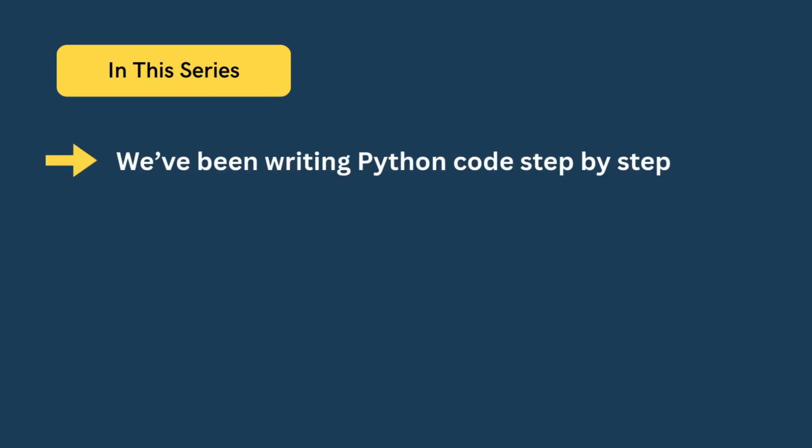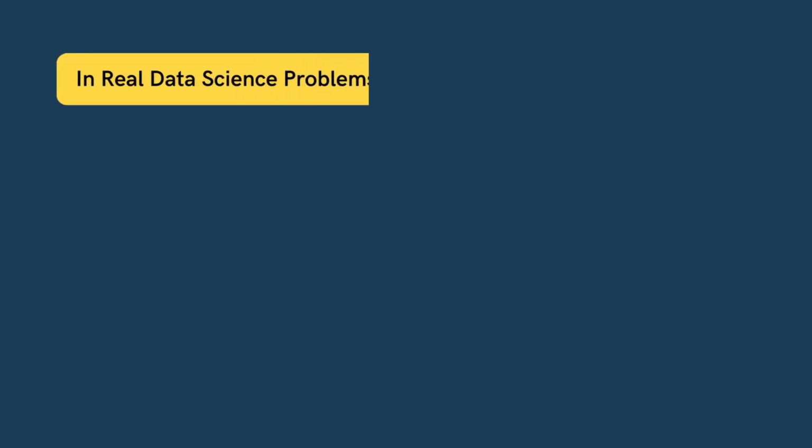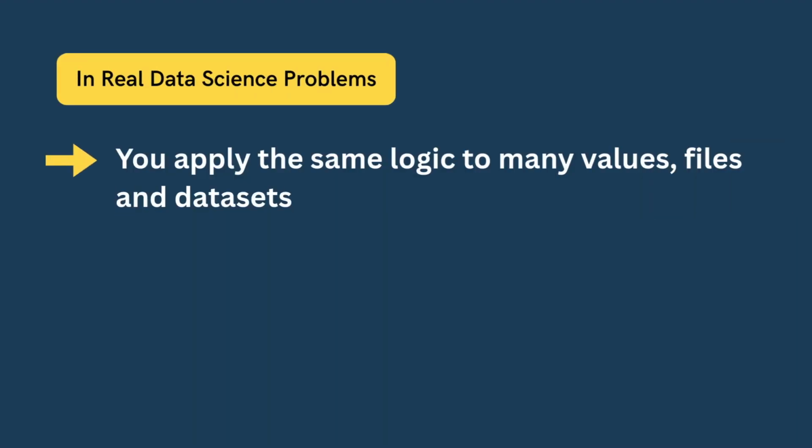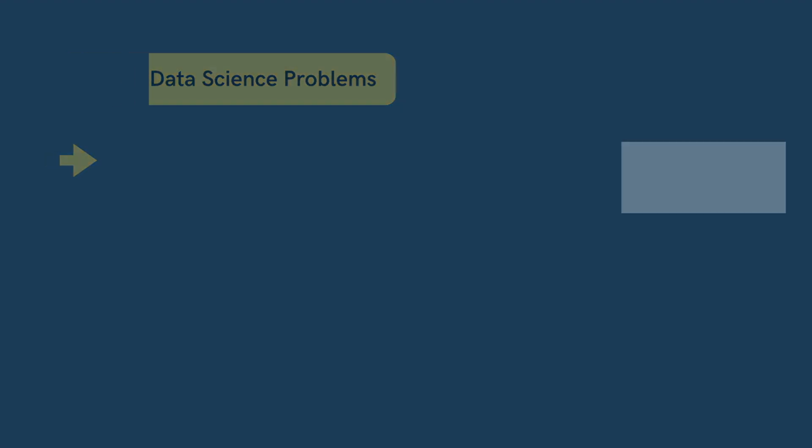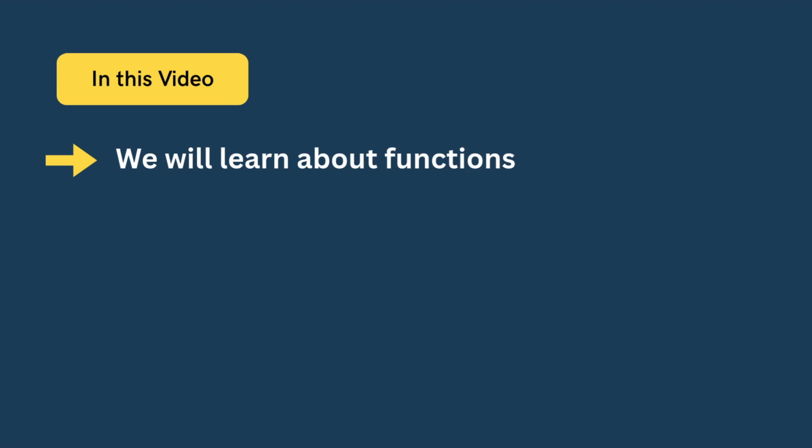So far in this series, we have been writing Python code step by step. That's fine when examples are small, but real data work is repetitive. You apply the same logic to many values, many files, and many datasets. If you don't structure your code early, things get messy fast. That's why today we are learning functions, the right way, the way they are actually used in data work.